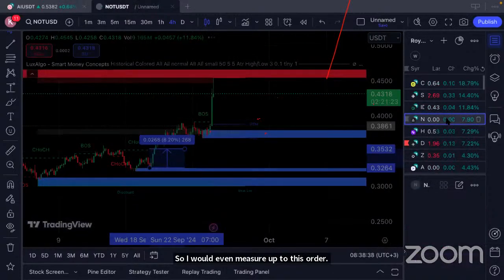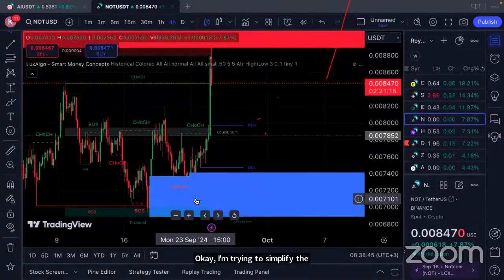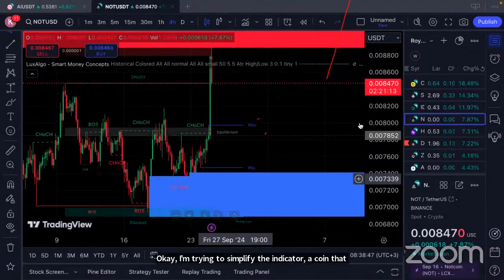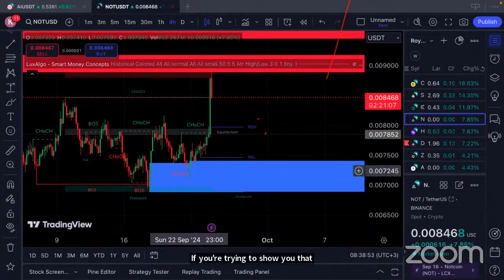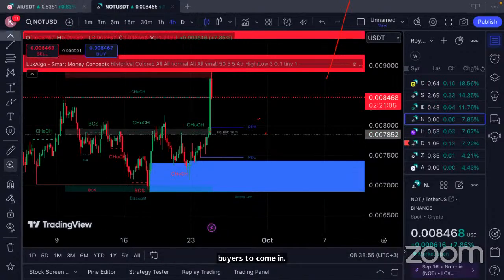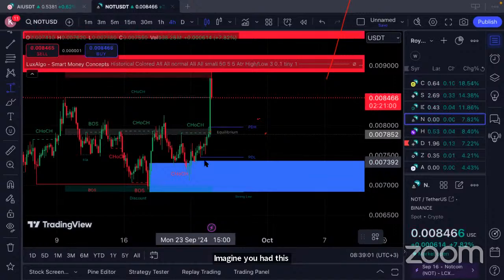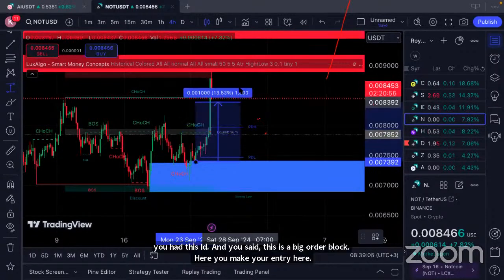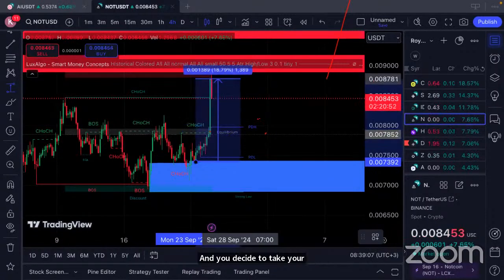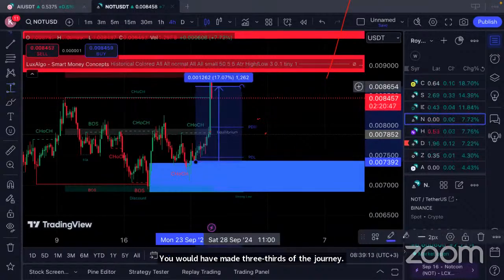I'm trying to simplify the indicator. A coin that has so many order blocks below it is trying to show you that here we expect so many buyers to come in. For example, look at what happened to Notcoin. Imagine you had this idea and you see this order block, there's a big order block here. You make your entry here and you decide to take your profit at the premium if you are strong-hearted. You would have made three-thirds of the journey. This would be a 16% take profit.